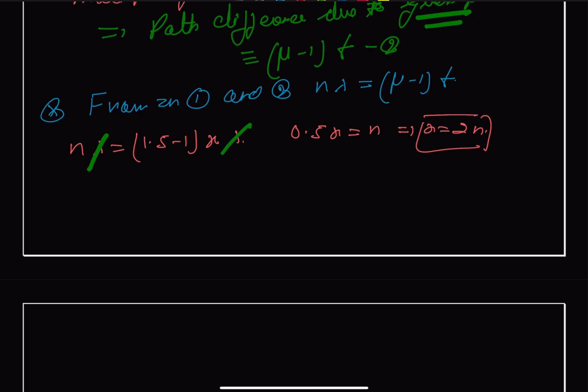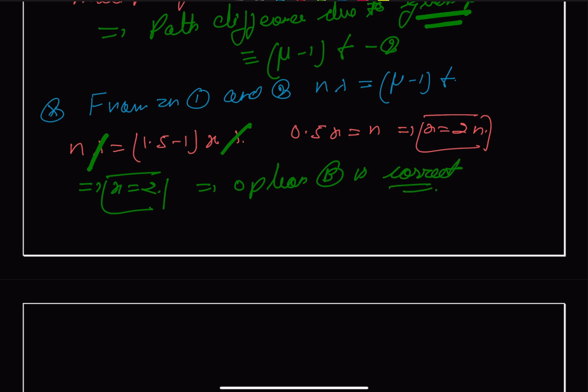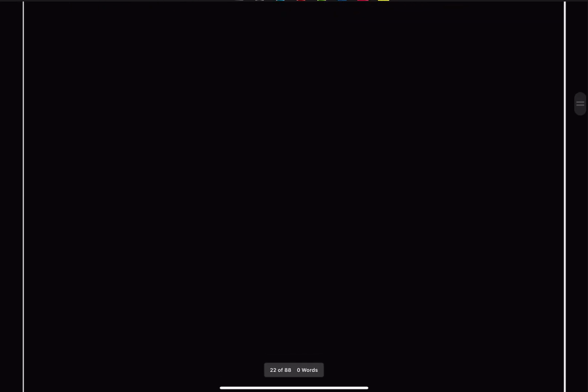You can say that x is equal to 2, so therefore option B is correct. B is correct because n will be an integral multiple, so it will be all integral multiples. If the value of n is 2, then it comes as 4, likewise it is coming 4, 6 and something like that.